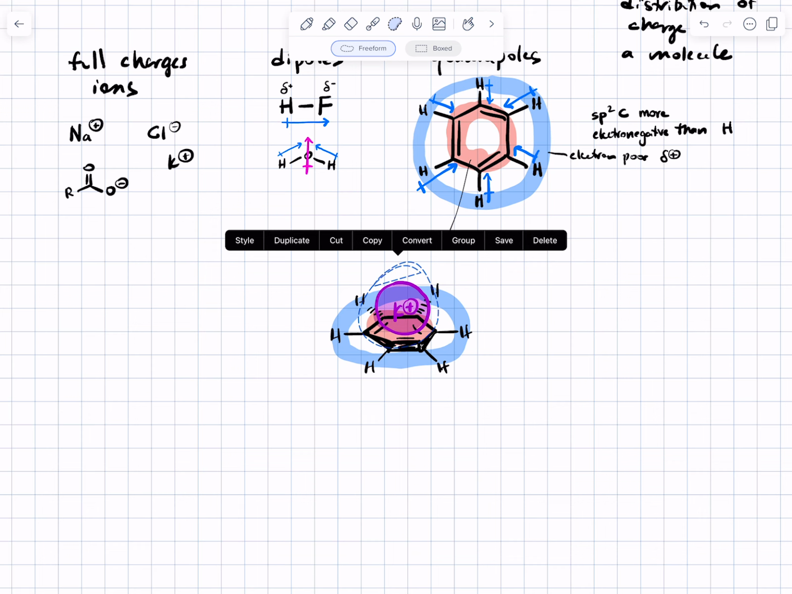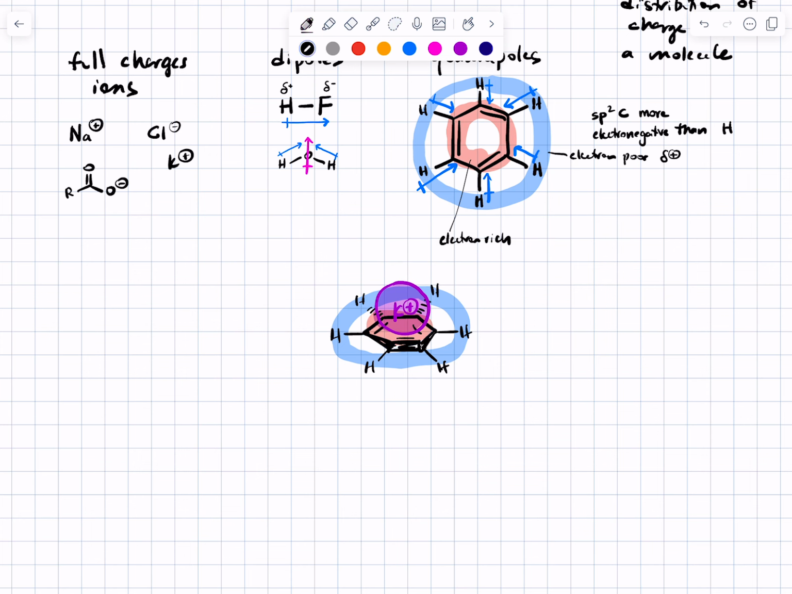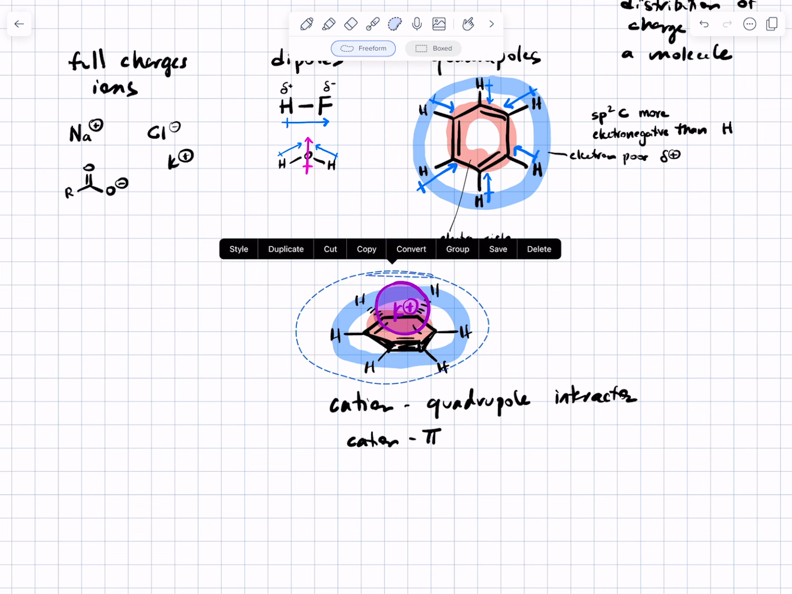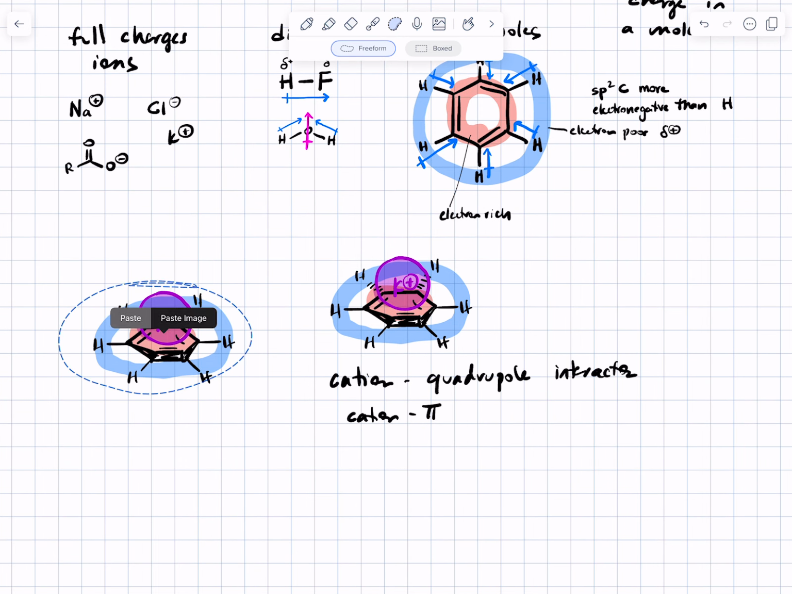We call that an ion quadrupole interaction, although sometimes people call this a cation pi interaction because there are double bonds in the benzene ring where the extra electron density is. In any case, you can also mix and match. You will see often that benzene molecules associate with each other. Let's see if I can, there we go.